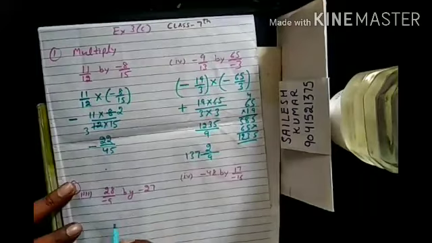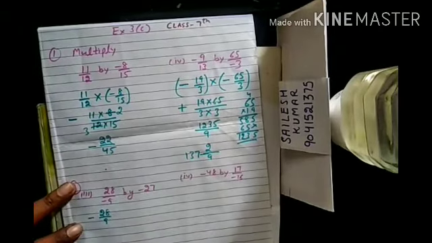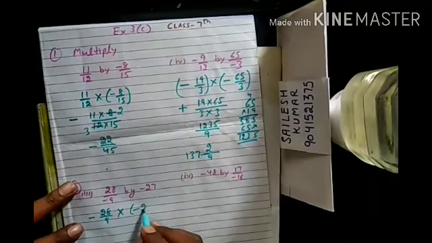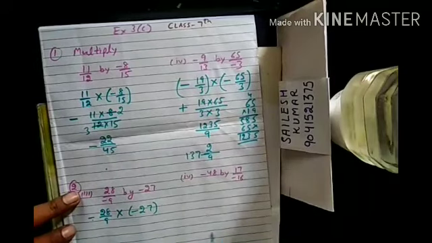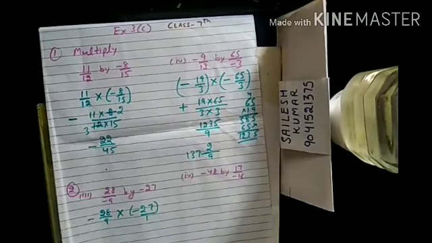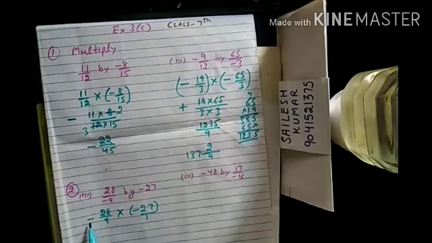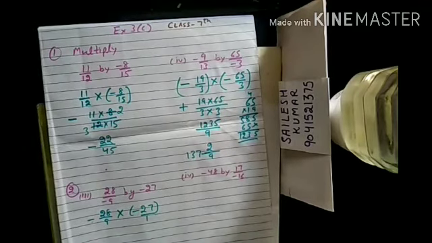Now here, 28 by 9, I will write minus here for multiplication and minus 27. As we know, minus and minus multiplied give plus. First I will convert this by writing 1 in the denominator. I will convert this into a rational number. So now I multiply the minus and minus terms, therefore my answer will be in plus.